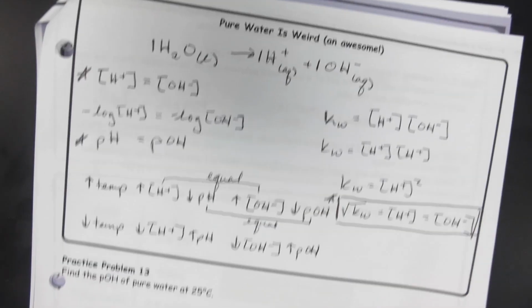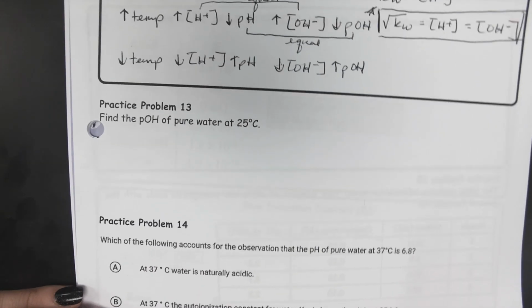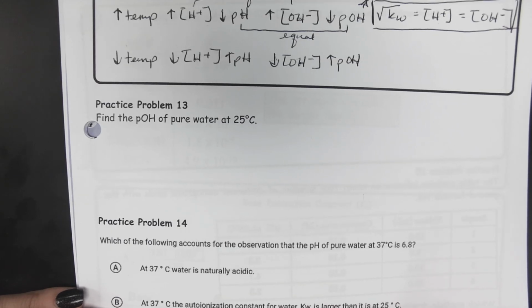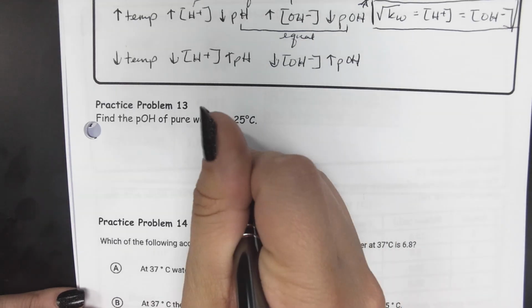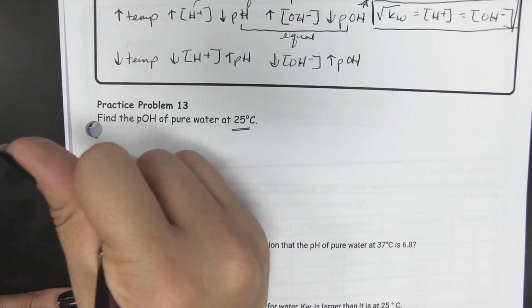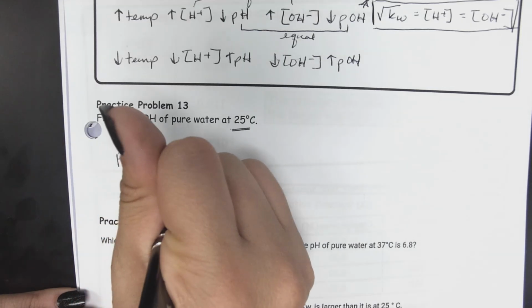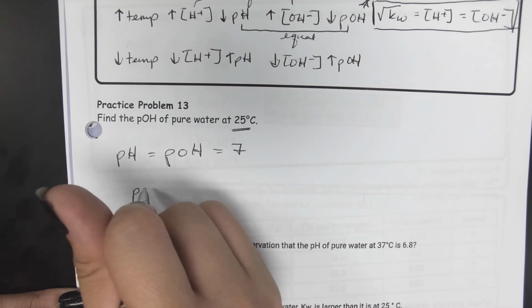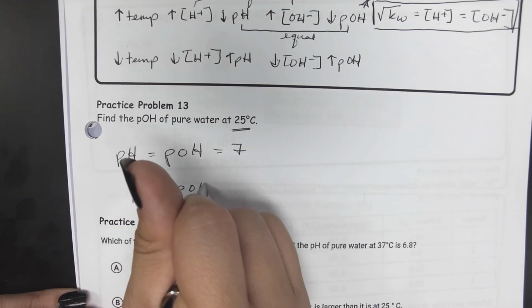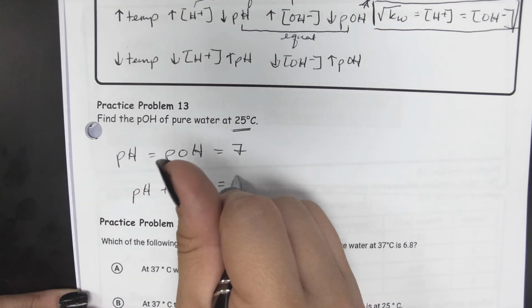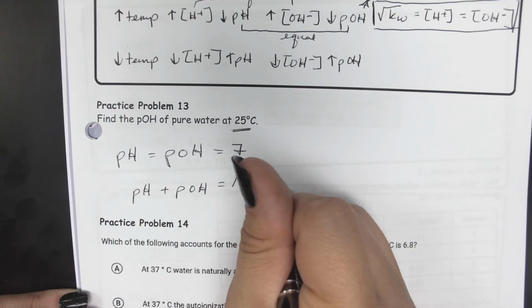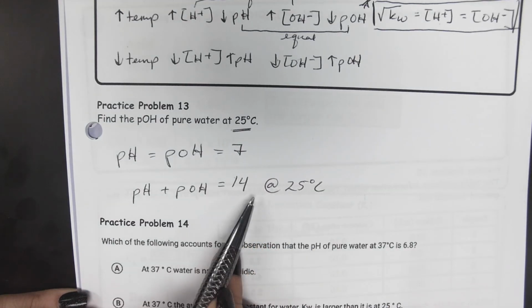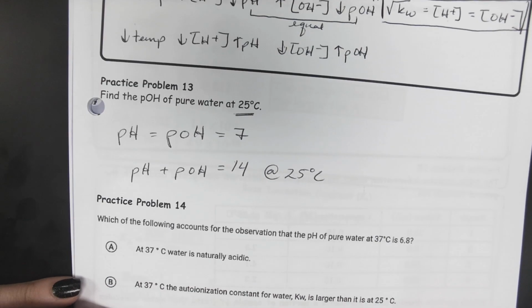So, first one, find the pOH of pure water at 25 degrees Celsius. Well, if it's 25 degrees Celsius, the pH and the pOH equal 7, because we know that pH plus pOH has to equal 14 at 25 degrees Celsius. So if they both equal 7, then it adds to 14.